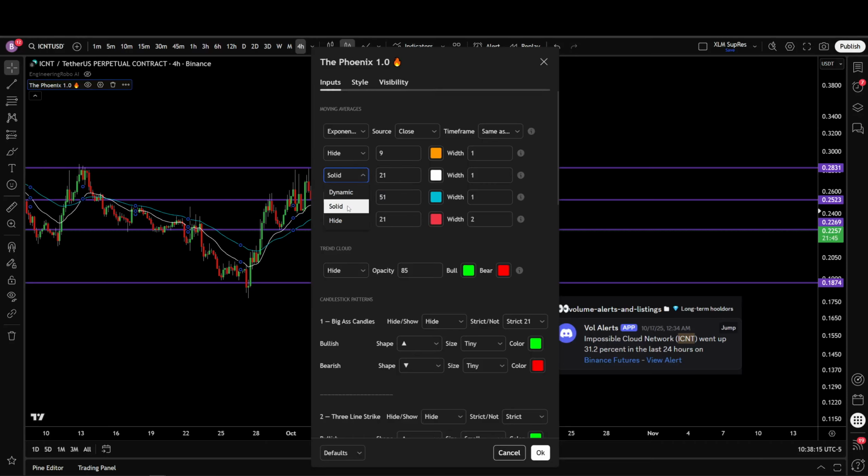And then make sure they're both solid. Make sure the lines are solid. Change them to whatever colors you want. And hide the other two. We don't need the other two. And that's all you need to do.